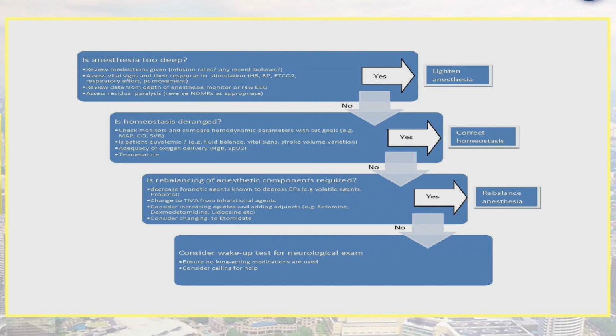Whether we change to TIVA, if we initially used inhalational, we change to TIVA. We consider enhanced drugs that improve signals such as dexmedetomidine and ketamine, and we consider changing to an intermediate to improve the signal. This is what we call rebalancing the anesthesia. However, if that fails, we go to the conservative, old-time method, what we call the wake-up test or Stagnara test, where we wake up the patient in the middle of the operation to see whether there is a neurological compromise.